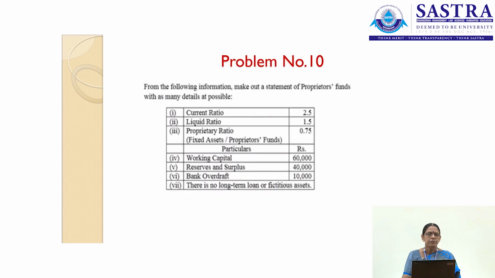Problem number 10. From the following information, make out a statement of proprietors funds with as many details as possible. Current ratio is 2.5, liquid ratio is 1.5, proprietary ratio is 0.75, that is your fixed assets divided by proprietors funds. We have the particulars as working capital 60,000, reserves and surplus 40,000, bank OD 10,000, and we assume we don't have any long-term loan or fictitious assets. So with this, we are going to calculate the statement of proprietors funds.